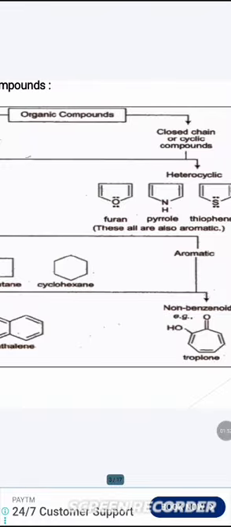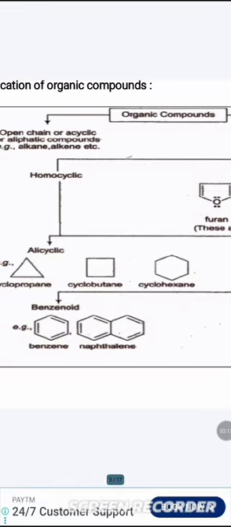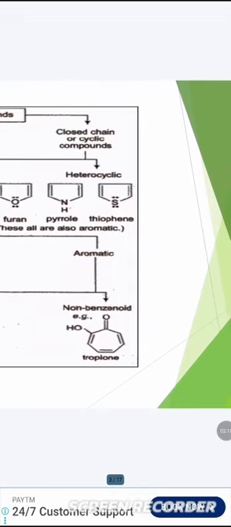Next, the closed chain or cyclic compounds are separated into two forms, homocyclic and heterocyclic. The heterocyclic compounds, examples are furan, pyrrole, and thiophene; these are also known as aromatic compounds. Then the homocyclic compounds are subdivided into two forms, alicyclic and aromatic compounds. Alicyclic compound examples are cyclopropane, cyclobutane, cyclohexane, etc.